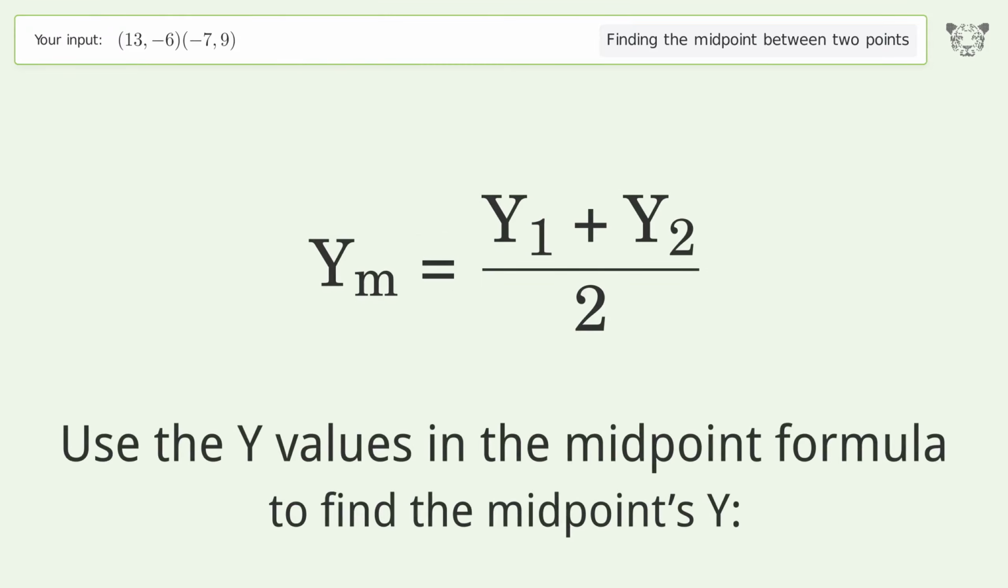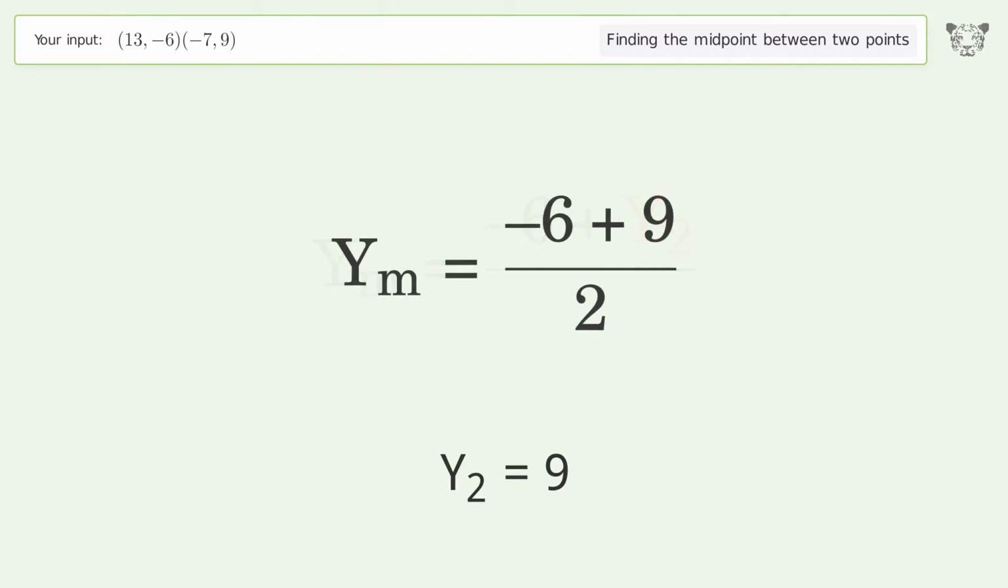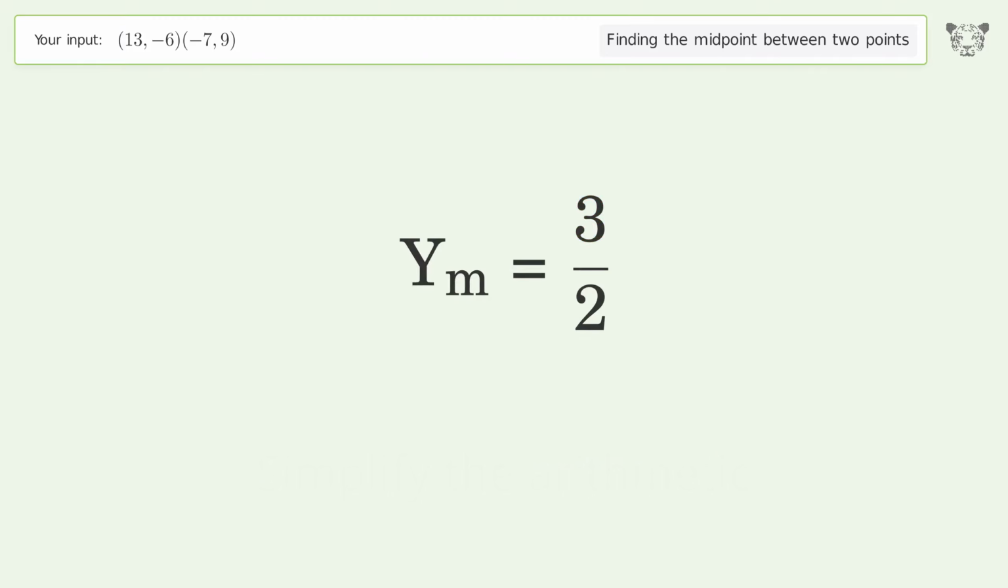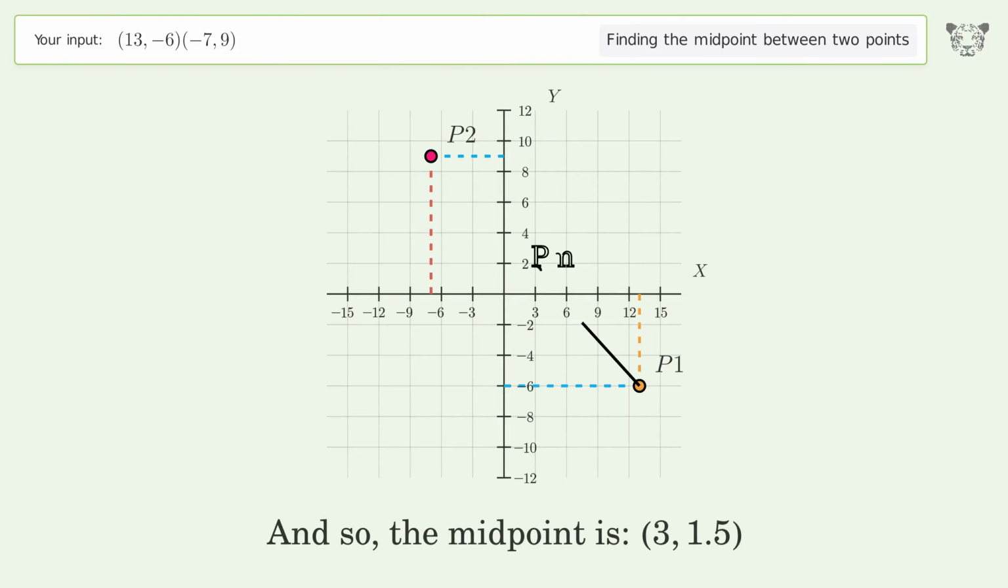Use the y values in the midpoint formula to find the midpoint's y. y1 equals -6. y2 equals 9. Simplify the arithmetic. And so, the midpoint is 3, 1.5.